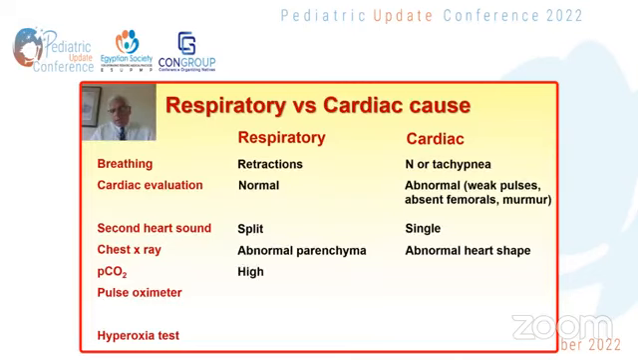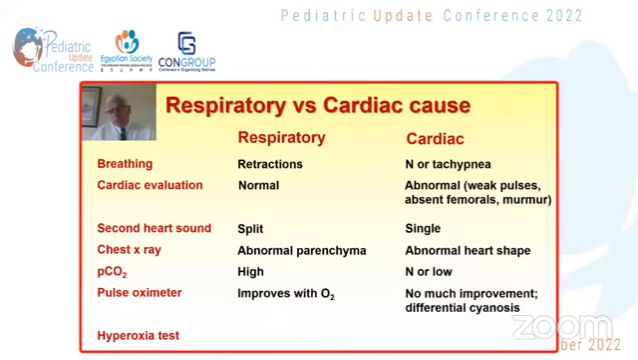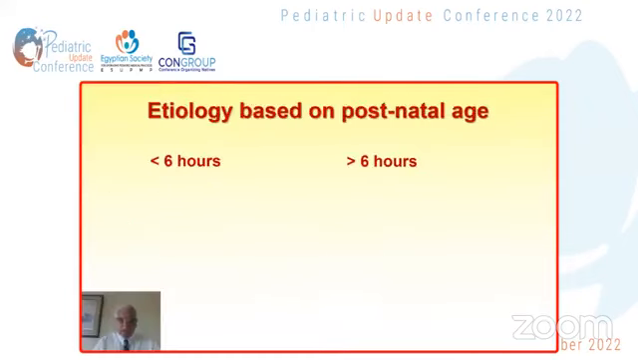When you look at the level of PCO2, in respiratory causes usually the PCO2 is elevated, while in cardiac causes it is usually normal or low. When you look at the pulse oximeter, usually the oxygenation improves when you give oxygen. However, if it's a cardiac cause, especially a cyanotic condition, there's no change in the oximetry when you give oxygen, and that's usually reflected in the hyperoxia test, which should always be done with an arterial PO2 and not pulse oximetry. In the case of a respiratory cause, usually when you give oxygen, the PO2 rises, while in cardiac causes, the PO2 remains unchanged.